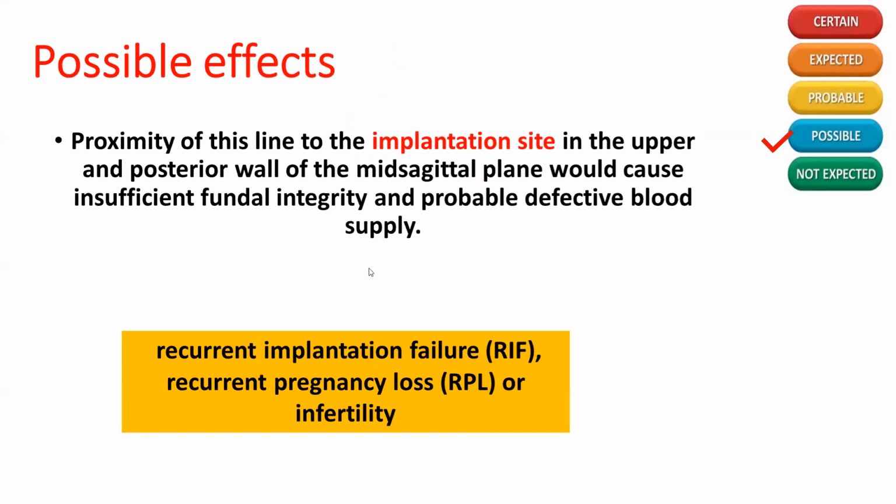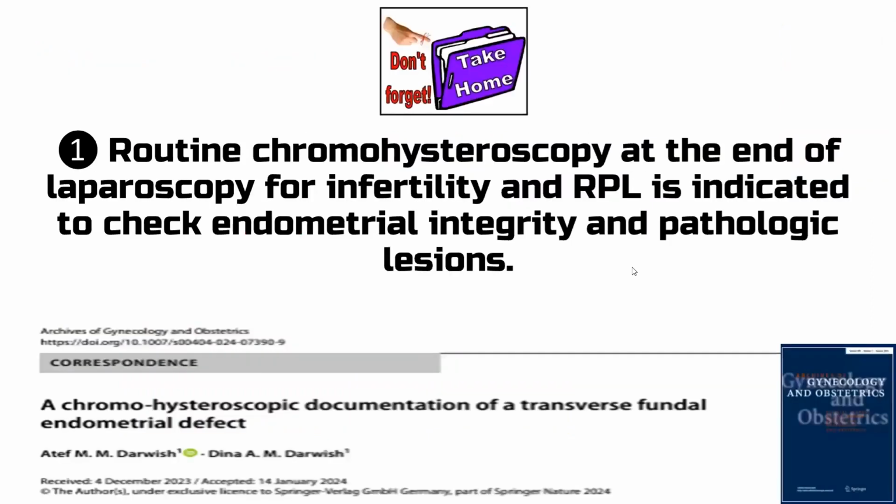What is the possible effect of this observation? The proximity of this line to the implantation site in the upper and posterior wall of the mid-sagittal plane would cause insufficient fundal integrity and probably defective blood supply, and this should be studied particularly in cases with recurrent implantation failure, recurrent pregnancy loss, or infertility.